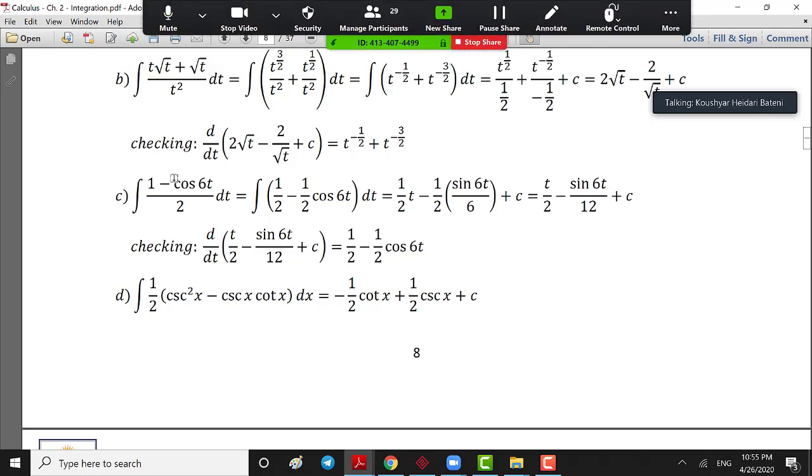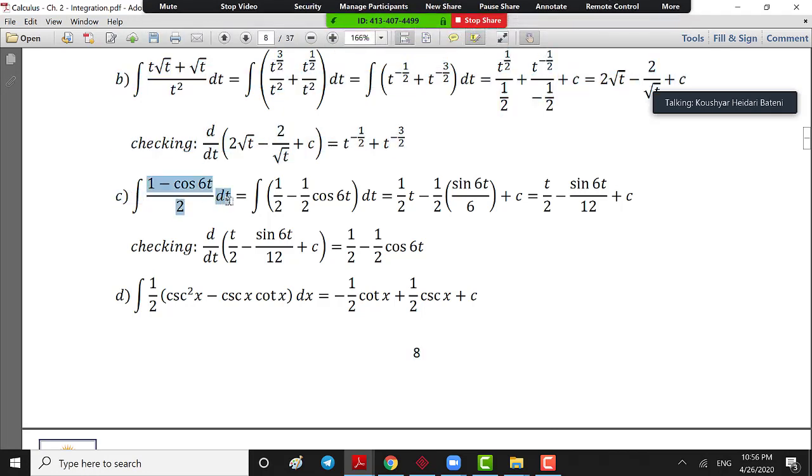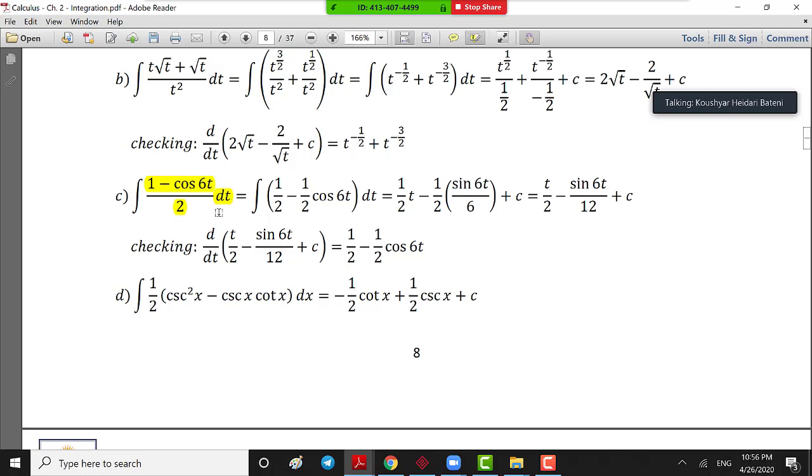Now, for case C, we are supposed to calculate the indefinite integral of 1 minus cosine of 6t over 2. Now, according to that table for antiderivatives that we saw in the previous lecture, the logical thing to do here is to separate this fraction into two entities. One of them 1 over 2, the other minus 1 over 2 cosine of 6t, right? Now, the integration for 1 over 2 is 1 over 2 t. The integration for minus 1 over 2 cosine of 6t is minus 1 over 2 sine of 6t over 6. And at the end, we absolutely have to add this plus c.